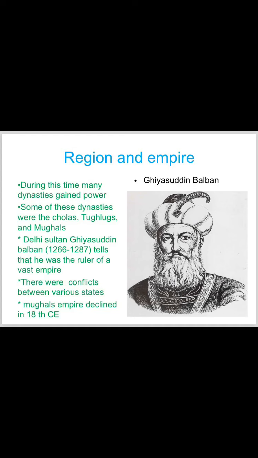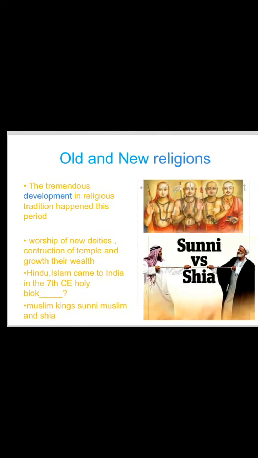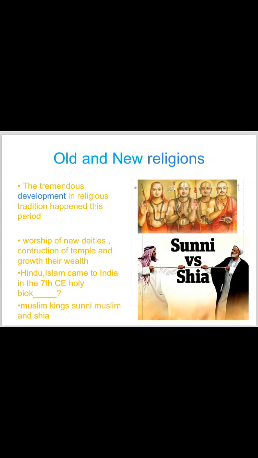Because of this, many conflicts came up among the various states. So it went on, and the Cholas, Tughlaqs, and Mughals empires came. At a certain period, the Mughals were not able to control the administration, so the Mughal empire declined in the 18th century. Next, old and new religions.